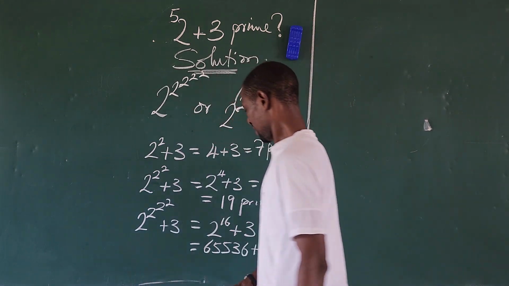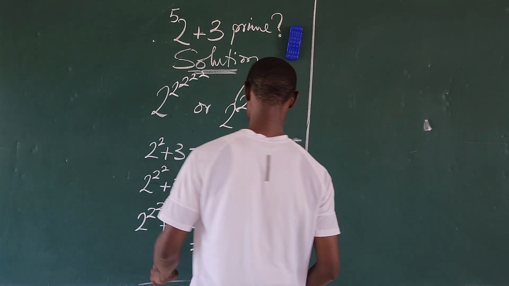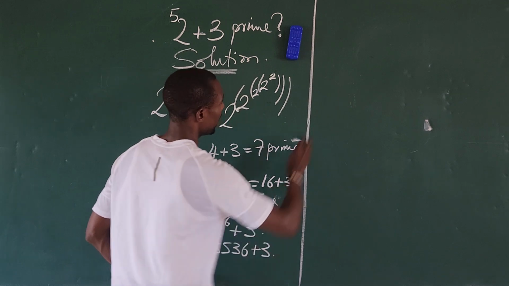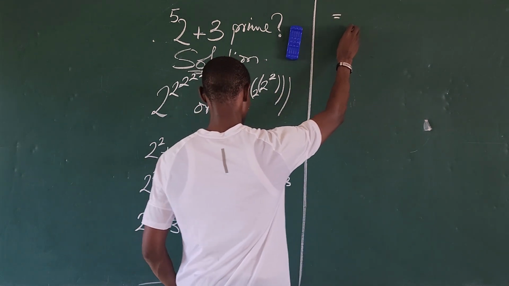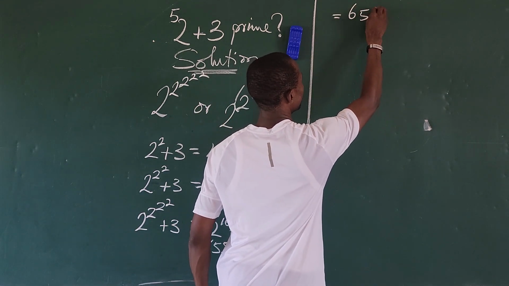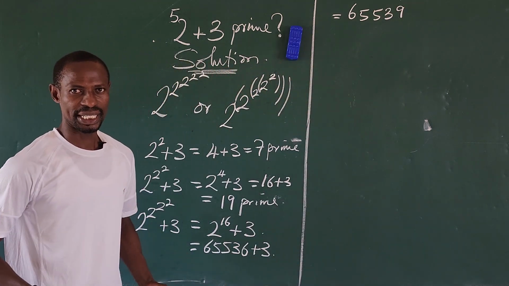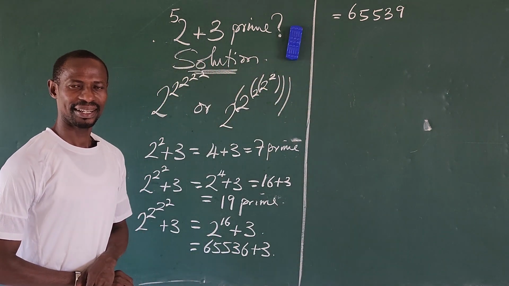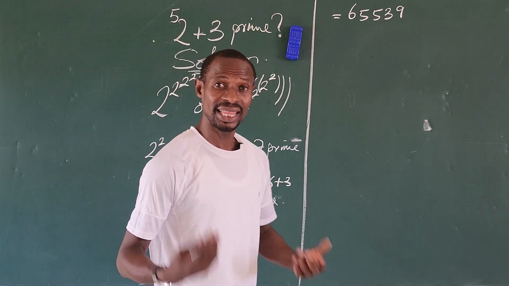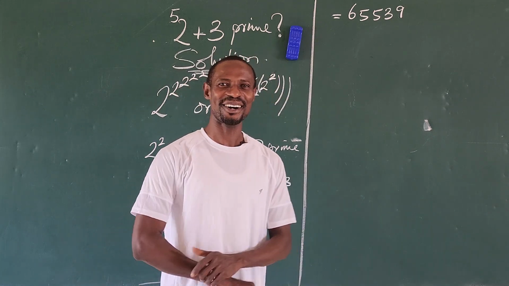Okay. Now, if we add this to this, what would this give us? So we're going to have this to be equal to 65539. The question is this: is this a prime number? Yeah, when I check this, this is a prime number also.